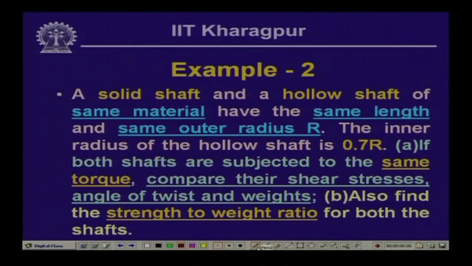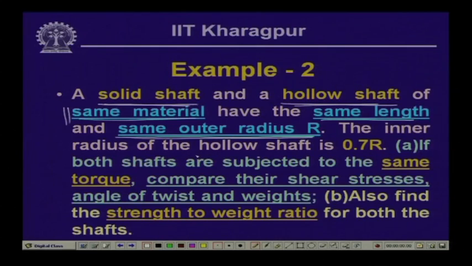The next problem states that a solid shaft and a hollow shaft are of the same material. Please note that we have the same material, same length and same outer radius. These are identical so far as the material is concerned, and so far as the external radius or the external diameter is concerned. The diameter of the solid shaft, whatever we have, if that is d, the outer diameter of the tubular shaft also is d. So, from external appearance they are identical, only one is a solid shaft, and the other one is a hollow one, and the inner radius of the hollow shaft is given as 0.7 times r.